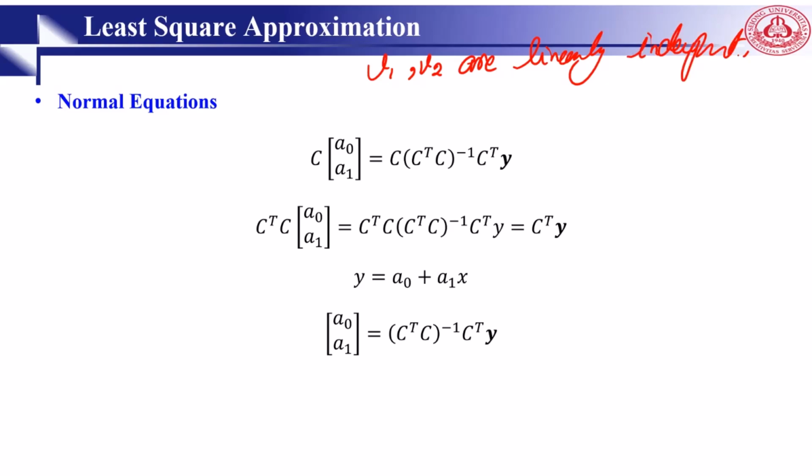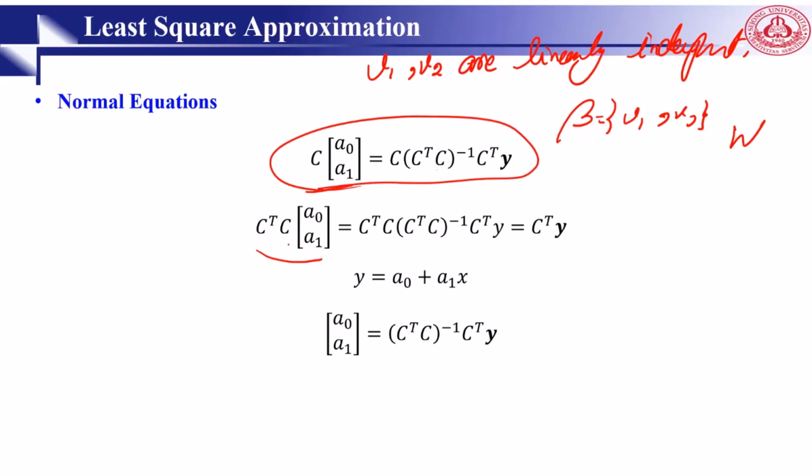And so the basis of v1 and v2 is the basis for W. Since the columns of C form a basis for W, we can rewrite C times (a0, a1), these are the parameters that we are going to find, as equal to (C transpose C) inverse C transpose Y. If we multiply by C transpose from both sides, we get C transpose C times (a0, a1) equal to C transpose Y.